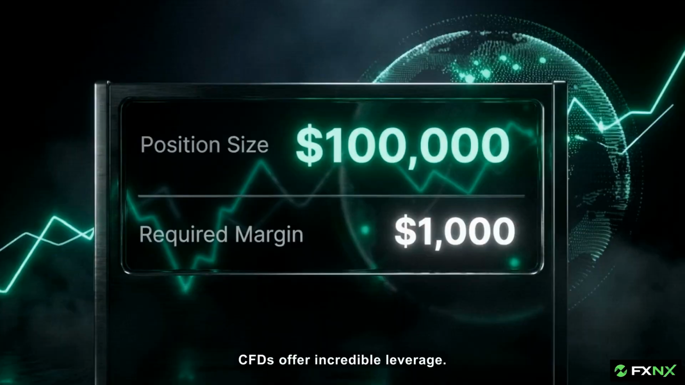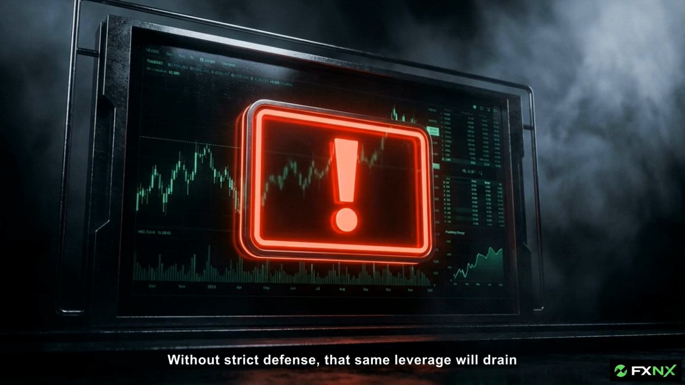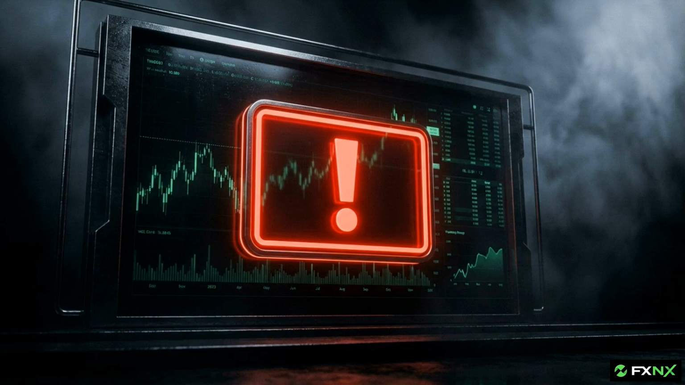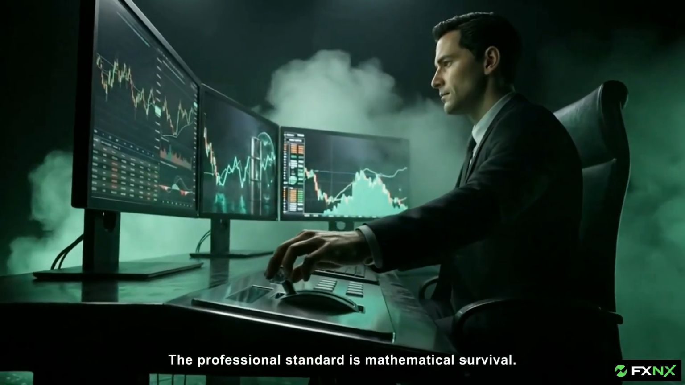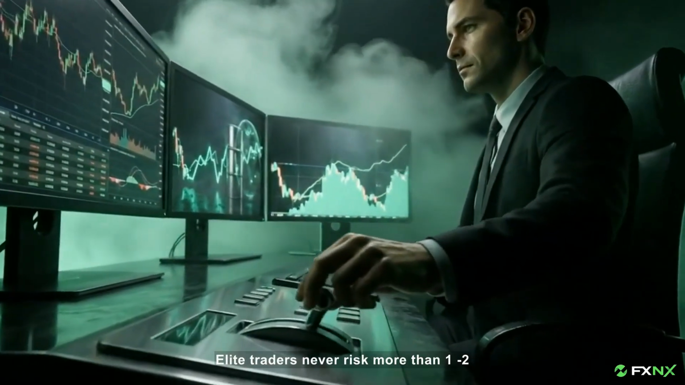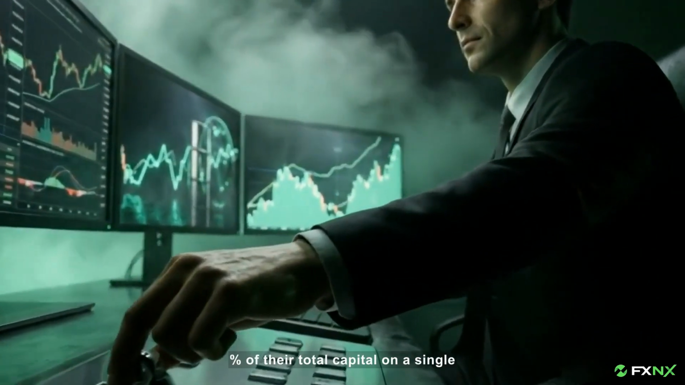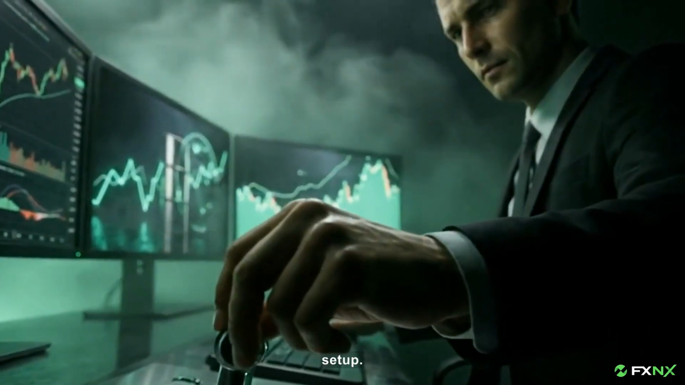CFDs offer incredible leverage. You can control a massive position with a fraction of the capital. Without strict defense, that same leverage will drain your account in a single bad trade. The professional standard is mathematical survival. Elite traders never risk more than 1 to 2% of their total capital on a single setup.